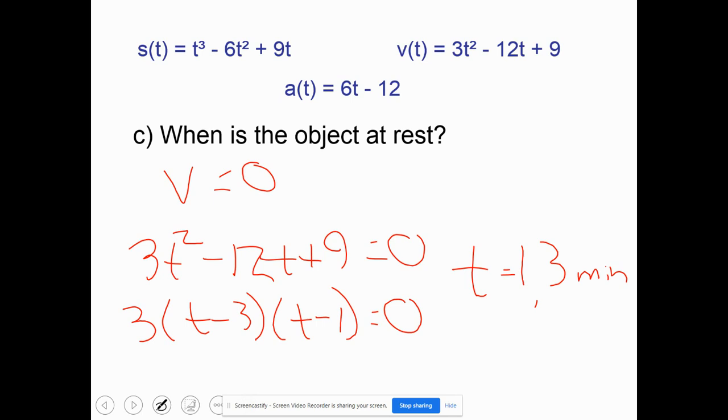And then at the time of 1, the object stops. Then from 1 to 3, the object is moving in a direction. It might still be moving the same direction, or it could have turned around and gone in the reverse direction. But then at a time of 3, the object stopped again. All right, it's resting. And then from 3 to infinity, it's going to keep going on.